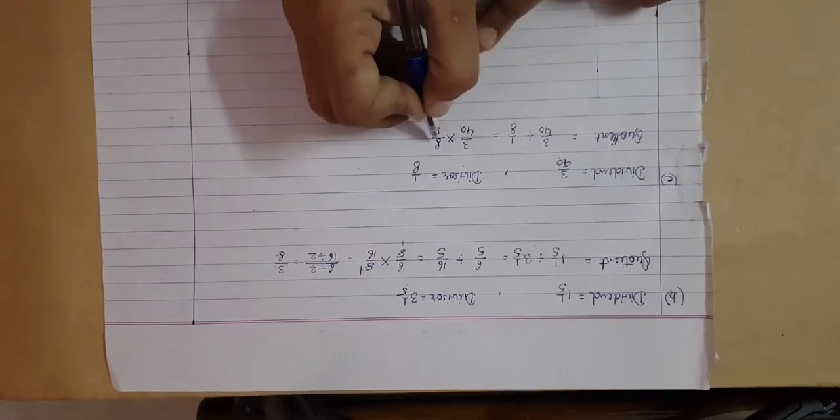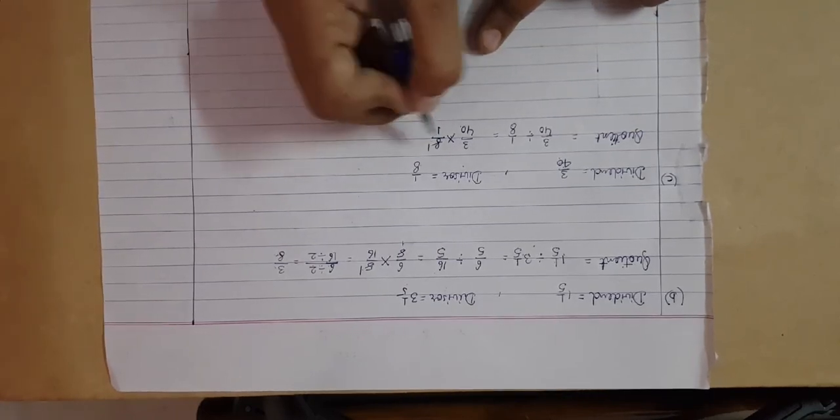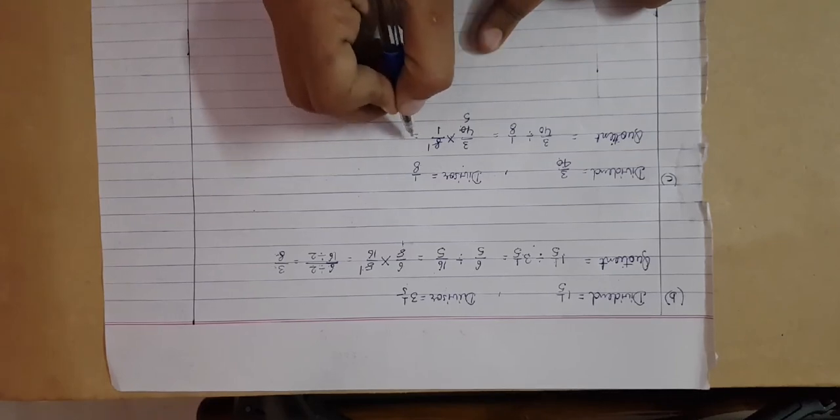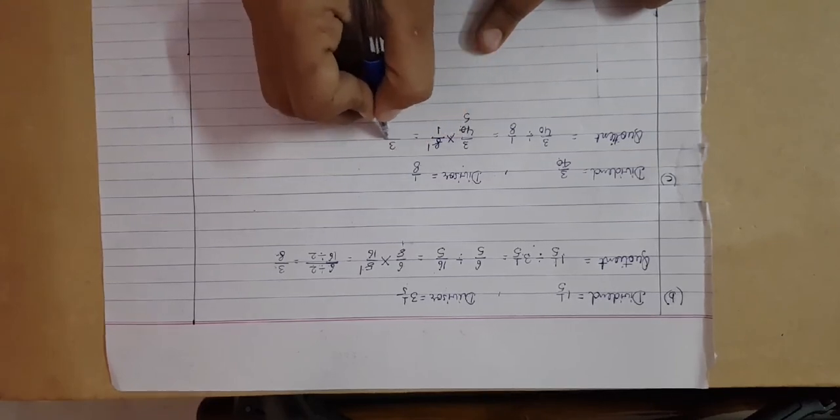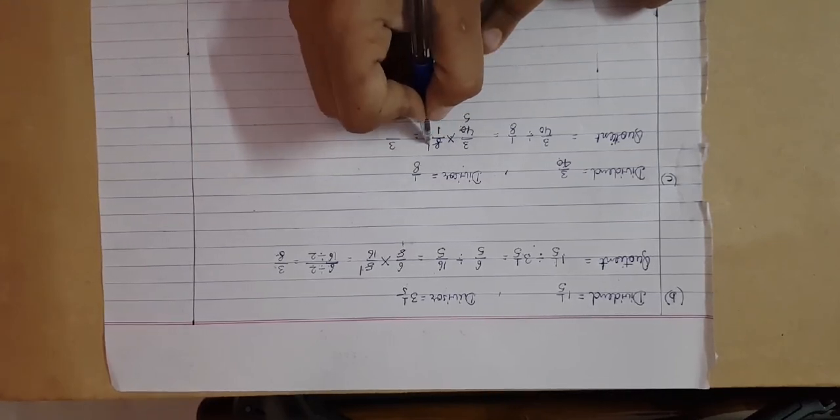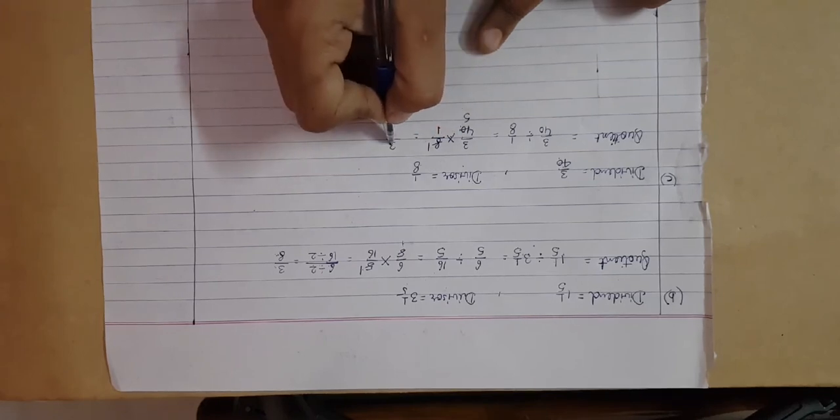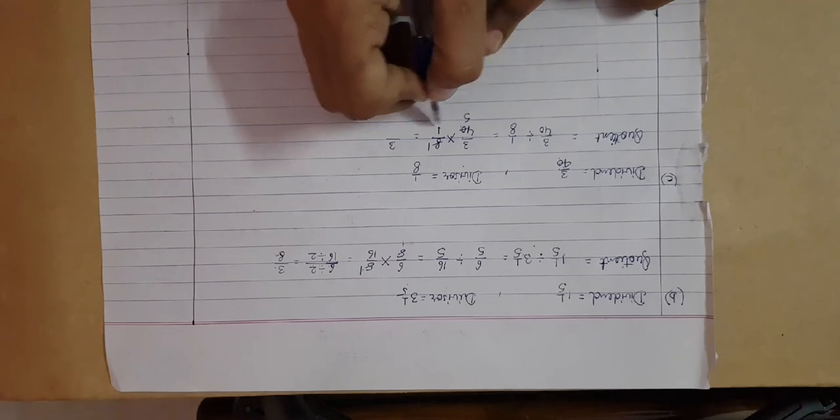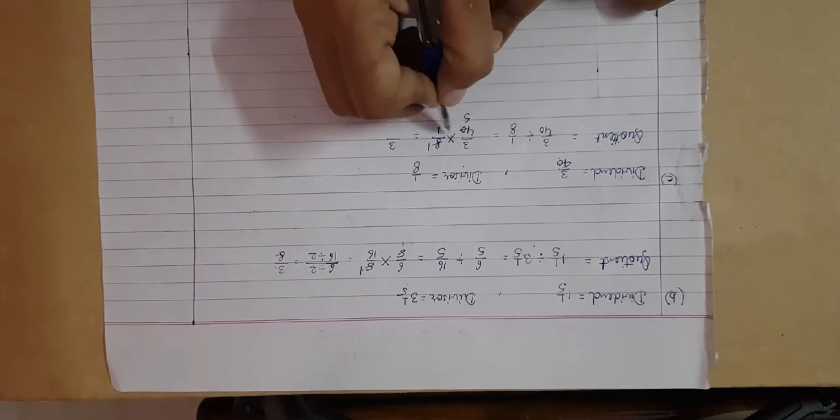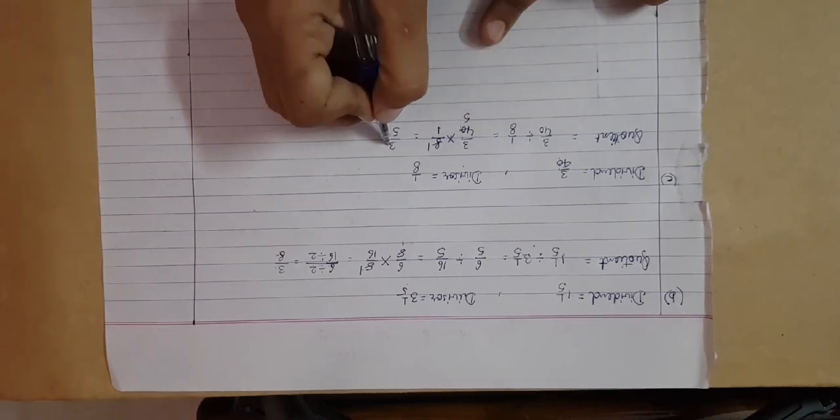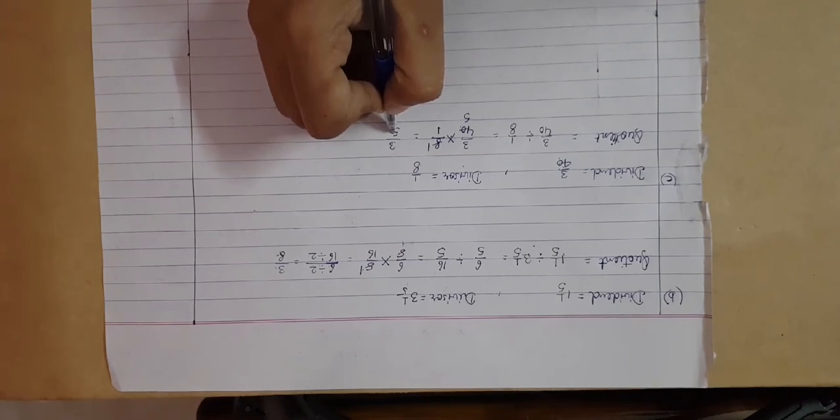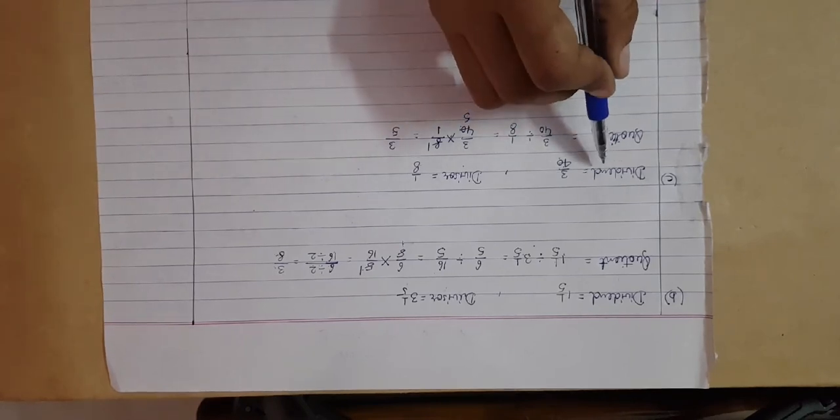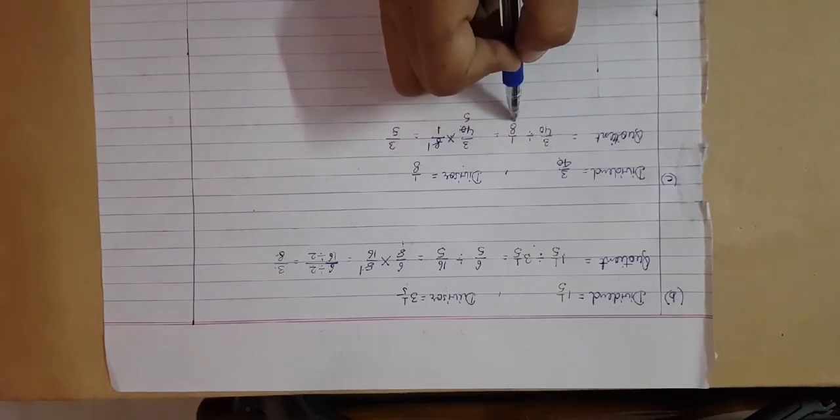Here 40 and 8 can be cut by each other. 8 ones are 8, 8 fives are 40. So 3 into 1 is 3. I am multiplying numerators to get the numerator part, and now I will multiply denominators to get the denominator part. 5 into 1 is 5. So 3 upon 5 is the quotient for this division.